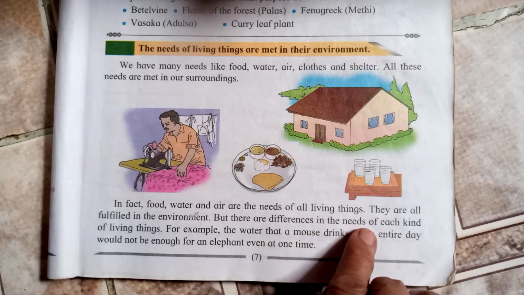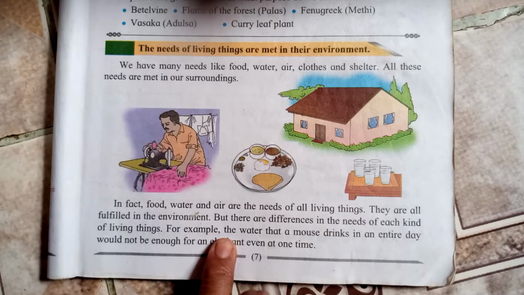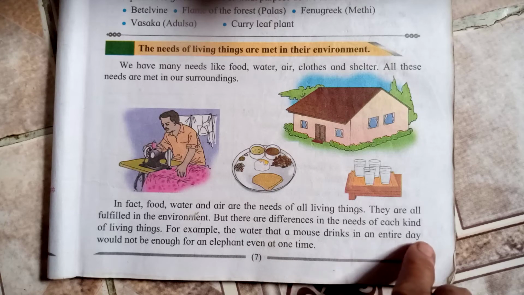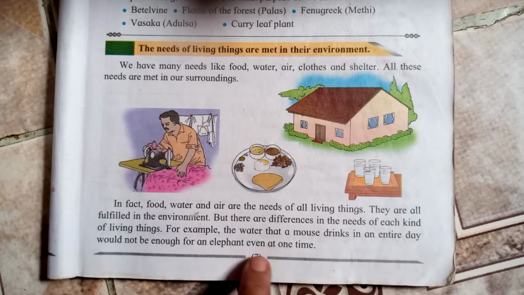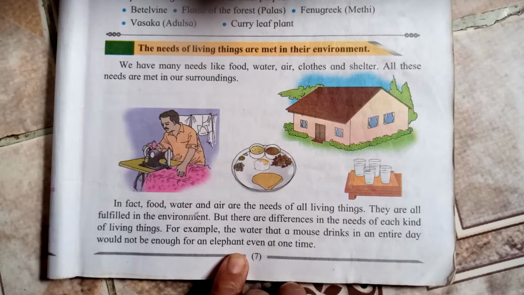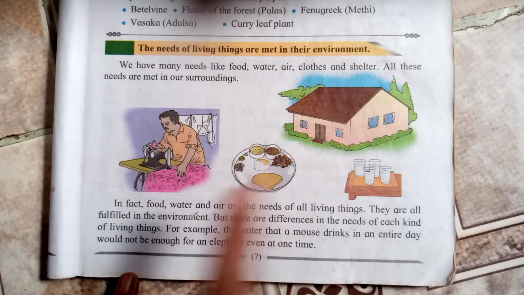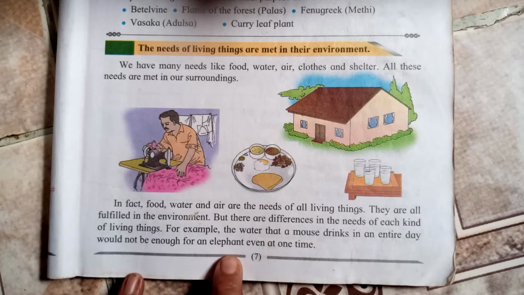But there are differences in the needs of each kind of living thing. But children, all the living things' needs are very different. For example, the water that a mouse drinks in an entire day would not be enough for an elephant even at one time. Children, here the mouse in a whole day, how much water will it drink? Only a little quantity. A mouse can quench its thirst drinking a little water, but an elephant is a big animal, it needs lots of water. The mouse and the elephant drinking water is not the same, as the elephant will drink more water and the mouse will drink less water.